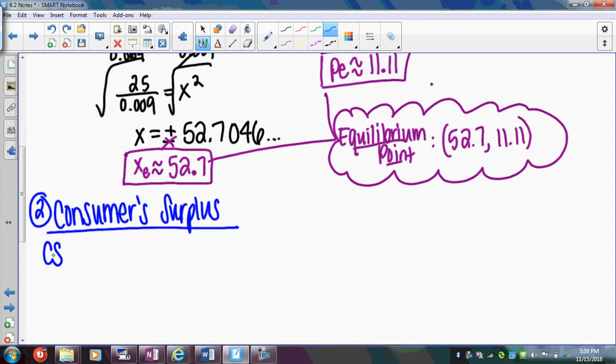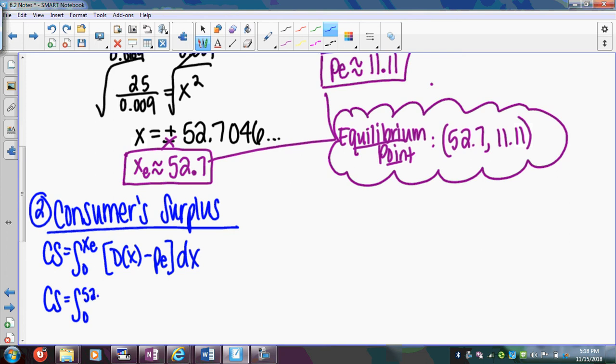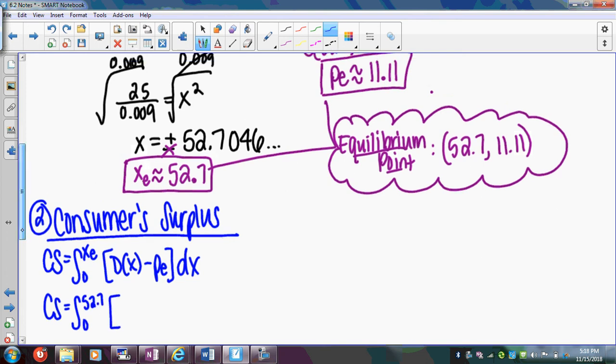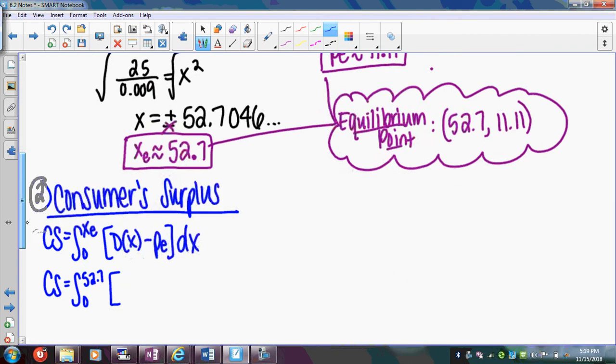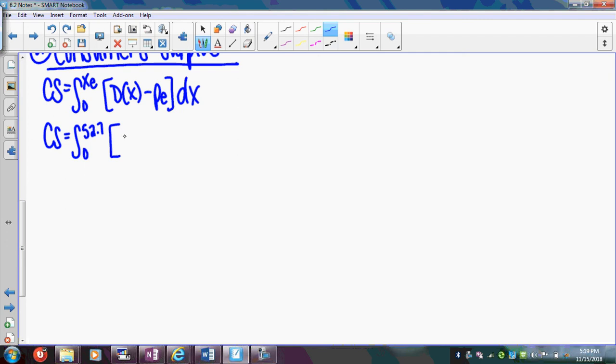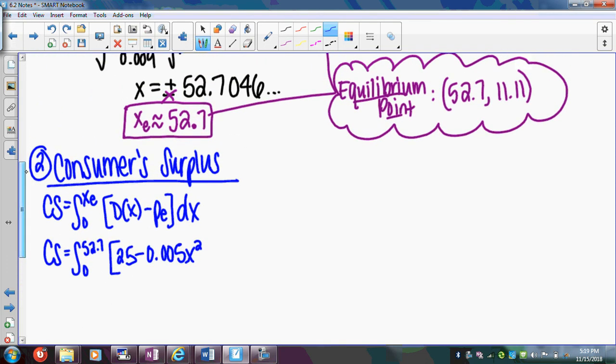So the consumer surplus, remember, is the integral from 0 to x of the demand function minus p sub e. So then we plug in. So 0 to 52.7. The demand function from the top of the page here is 25 minus 0.005x squared, minus p sub e, which is the 11.11.